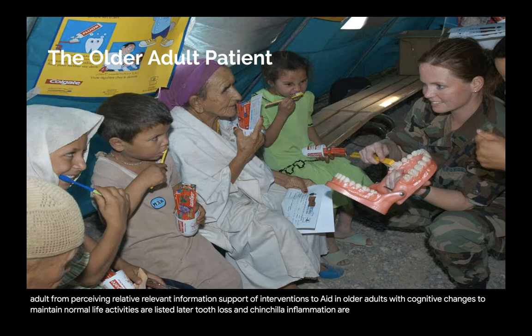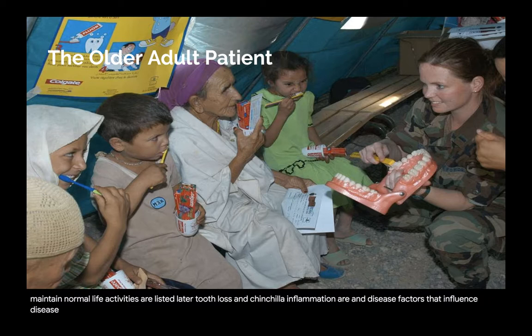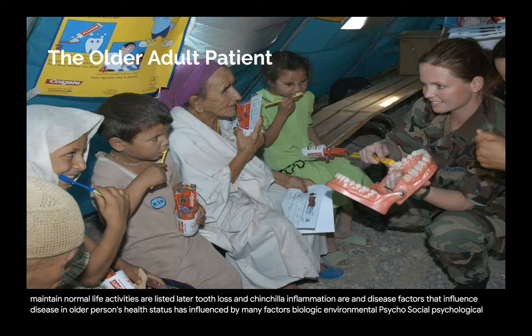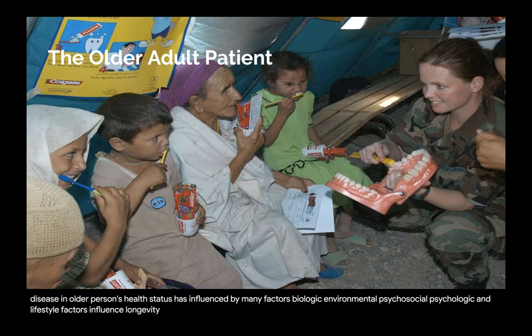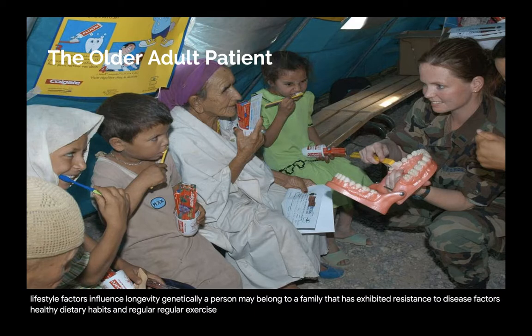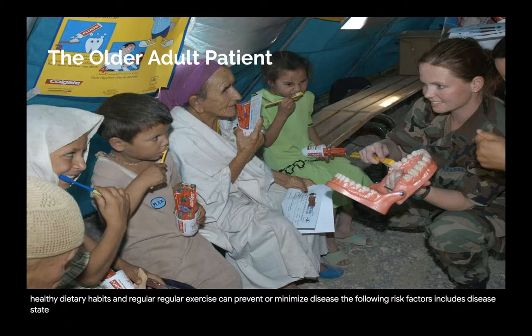Pathology and disease. Factors that influence disease: an older person's health status is influenced by many factors. Biologic, environmental, psychosocial, psychologic, and lifestyle factors influence longevity. Genetically, a person may belong to a family that has exhibited resistance to disease factors. Healthy dietary habits and regular exercise can prevent or minimize disease. The following risk factors increase disease states: tobacco use in all forms, use of alcohol, obesity, and being overweight.